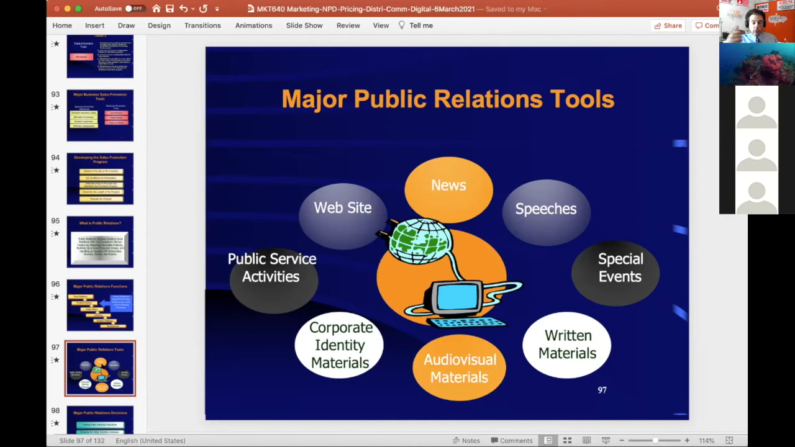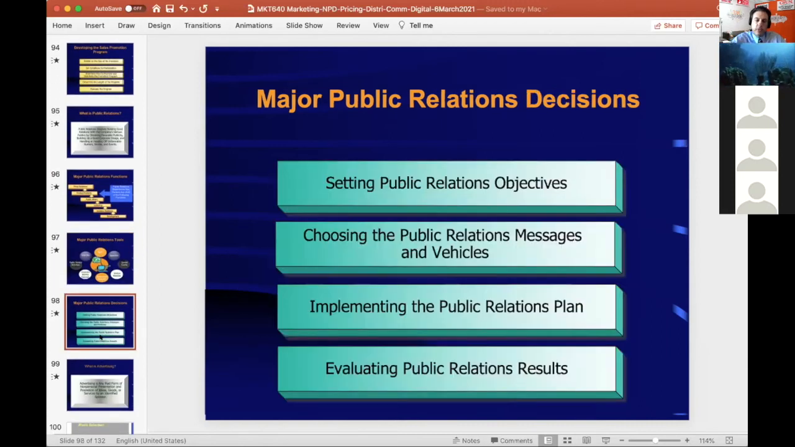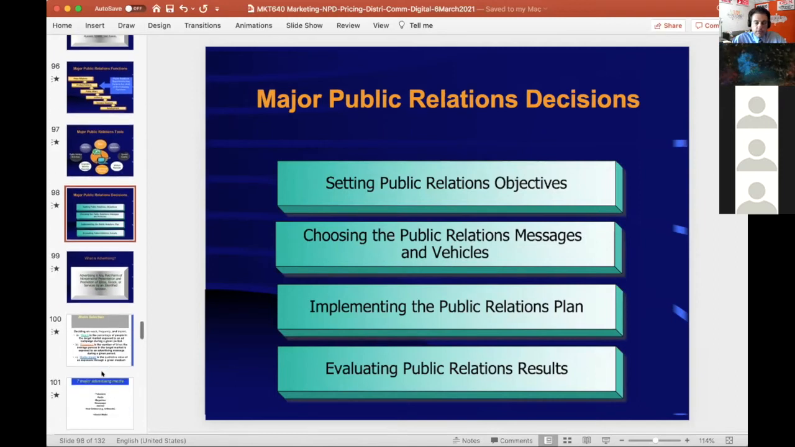But because small businesses, through digital marketing, can now do pull more easily, the job of PR has been growing inside small business, because now they have this responsibility. So their responsibility is setting the PR objective, choosing the message, implementing this message, and once again, evaluating.